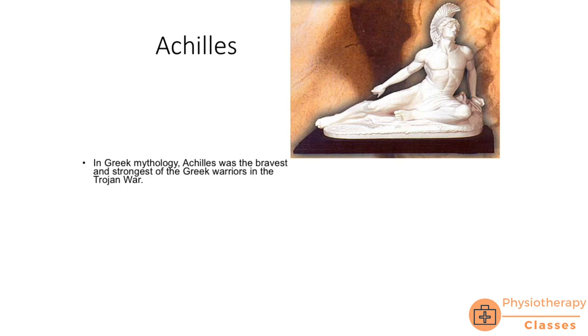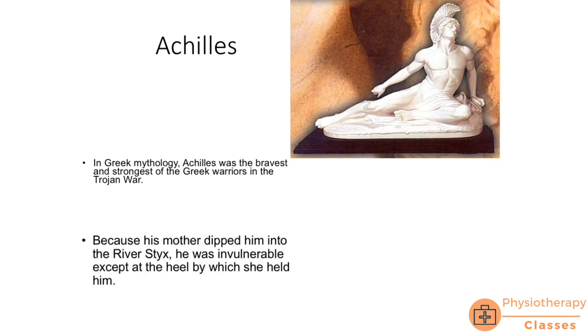Because the Achilles tendon is named after the Greek mythological figure called Achilles, who was the bravest and the strongest of the Greek warriors in the Trojan War. So this Achilles could be killed only if the arrow or the sword hits the gastrosoleus tendon. Because his mother dipped him into the river Styx, and he was vulnerable only at the heel by which she had held him while she was dipping him in the river. So this is a mythological story, and therefore the tendon is named after Achilles.